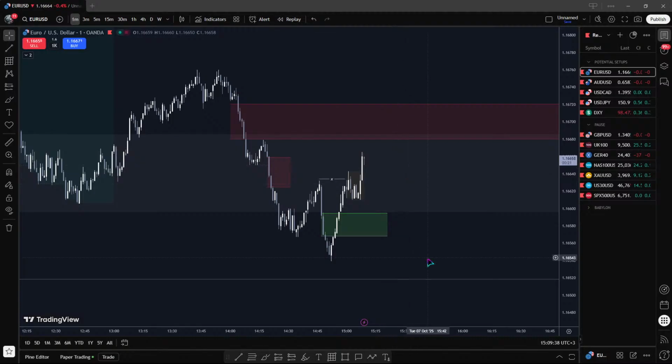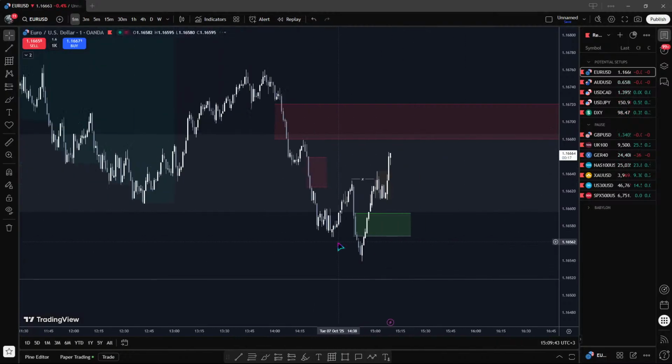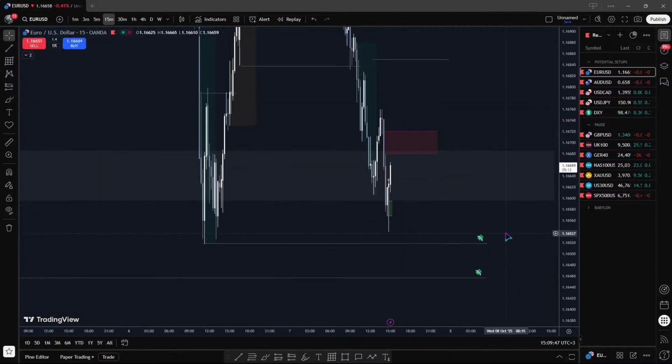I'm still liking the short. I'm still just being patient. Sadly, how price formed here, even if we break, it's not going to be the greatest R. But if we break above this, it's pretty much over. I'm not going to be trading, and I'm going to take the day off.